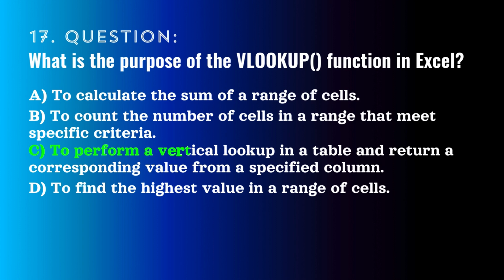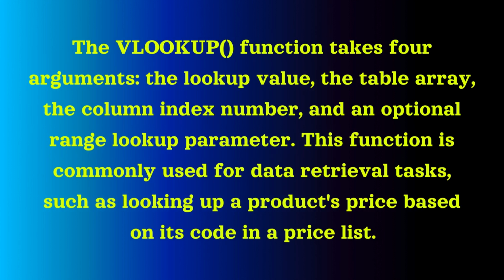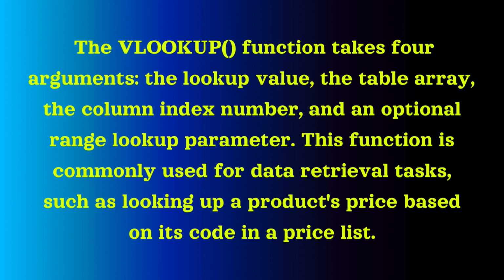So the correct answer is option C. To perform a vertical lookup in a table and return a corresponding value from a specified column. The VLOOKUP function takes 4 arguments: the lookup value, the table array, the column index number, and an optional range lookup parameter. This function is commonly used for data retrieval tasks, such as looking up a product's price based on its code in a price list.